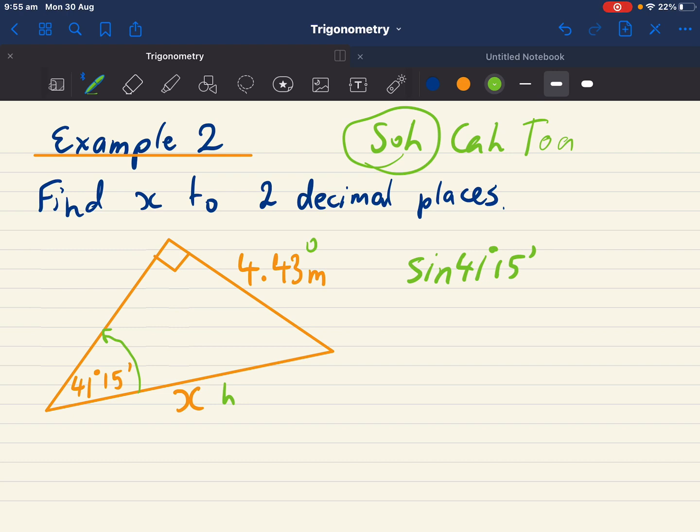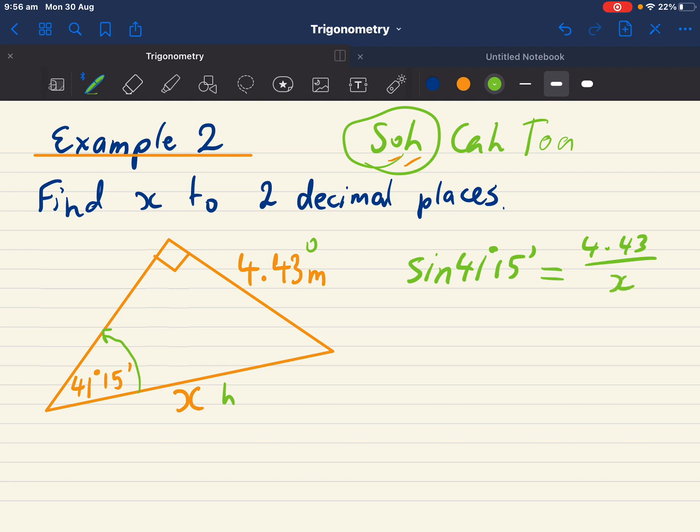But for us, we don't do anything different. We do everything the same. We're writing out the trig ratio. Sine 41 degrees 15 minutes will be equal to opposite over hypotenuse. Opposite is 4.43. The hypotenuse is x.